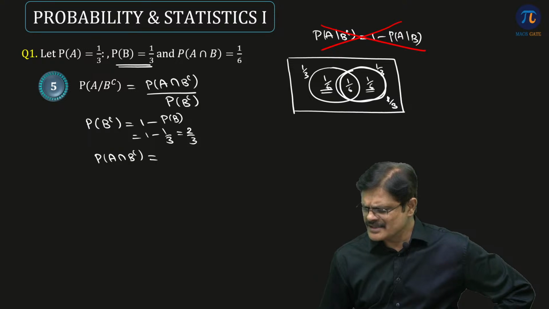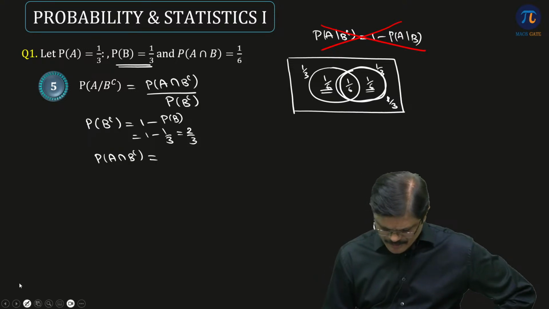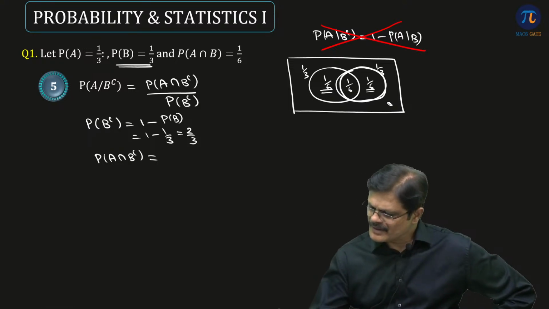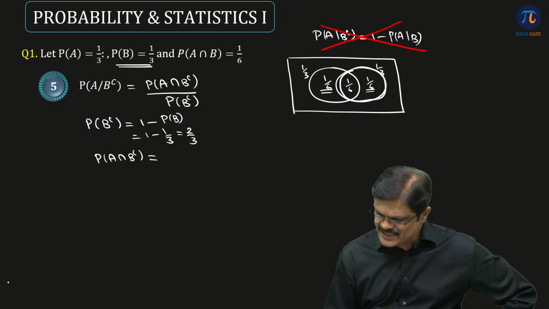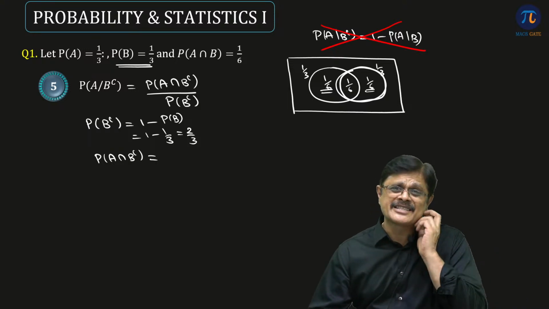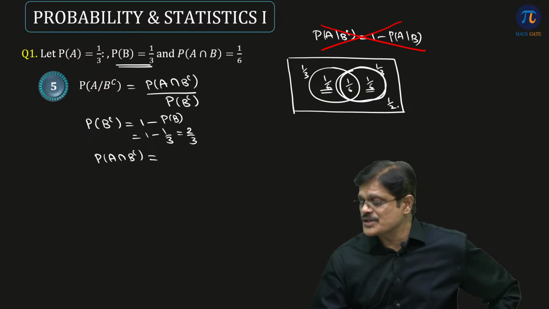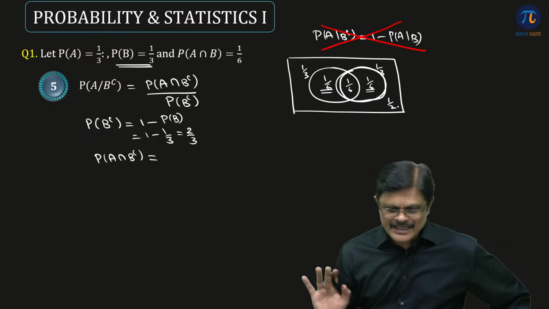Am I clear? Is that correct? 3 by 6, sorry. I'm sorry, very sorry. Inner portion is 1 by 6 plus 1 by 6 plus 1 by 6 is 3 by 6, that is 1 by 2, which means outer portion is 1 by 2. So that is the idea, my dear friends.